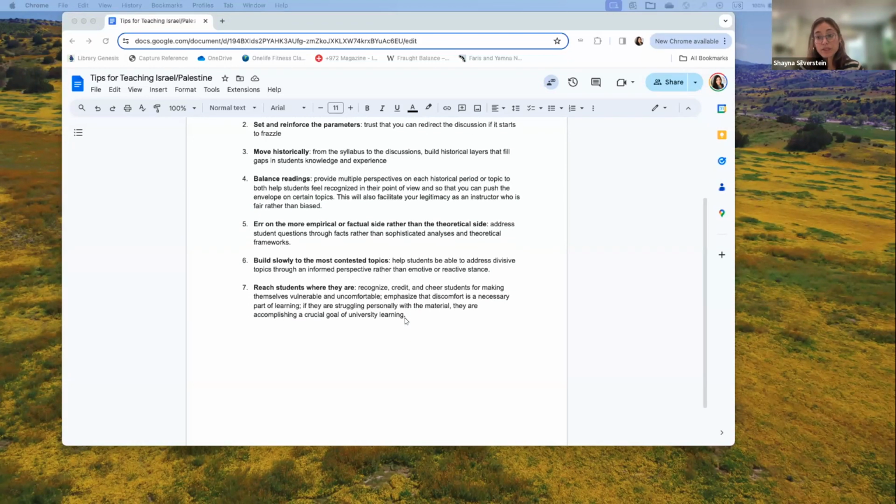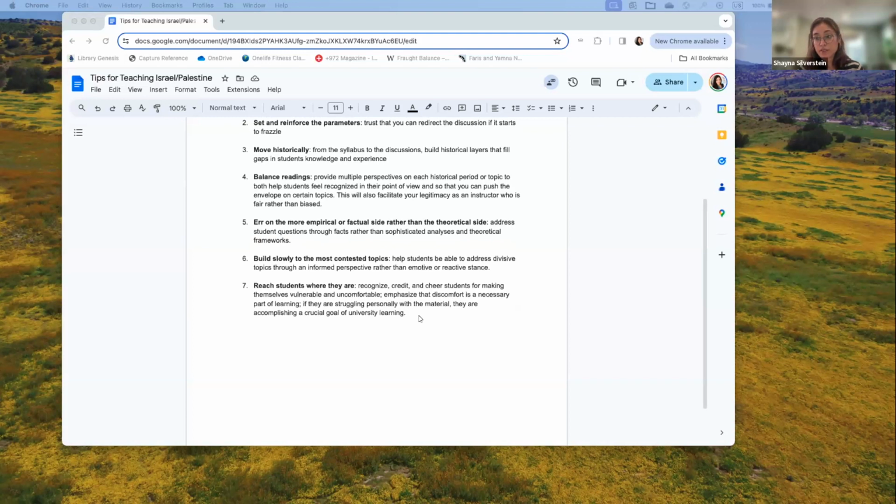Sixth is to build slowly to the most contested topic, and I think this can address one of the questions in the Q&A. Building slowly helps students to be able to address these topics from a more informed perspective rather than bringing in their fully emotional self, right? And an example that Wendy gives is that she is able to teach an entire course on the conflict, and she brings such contested issues as the executive summary provided by the Human Rights Watch, which charges Israel with apartheid, to the end of the quarter.